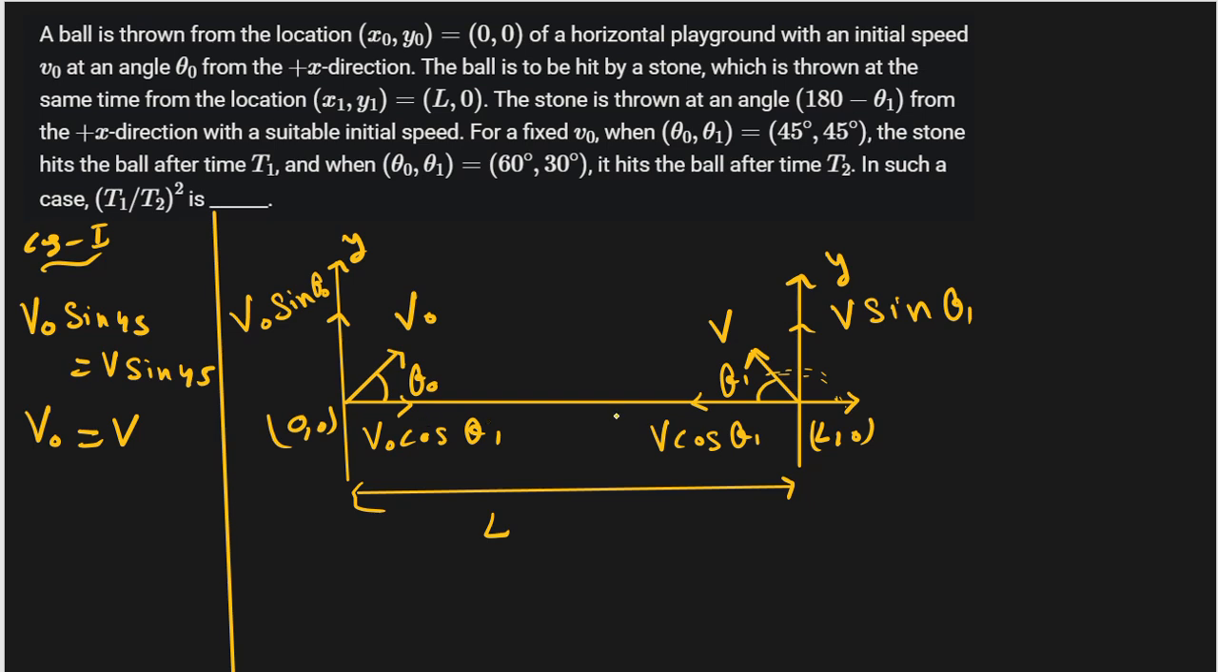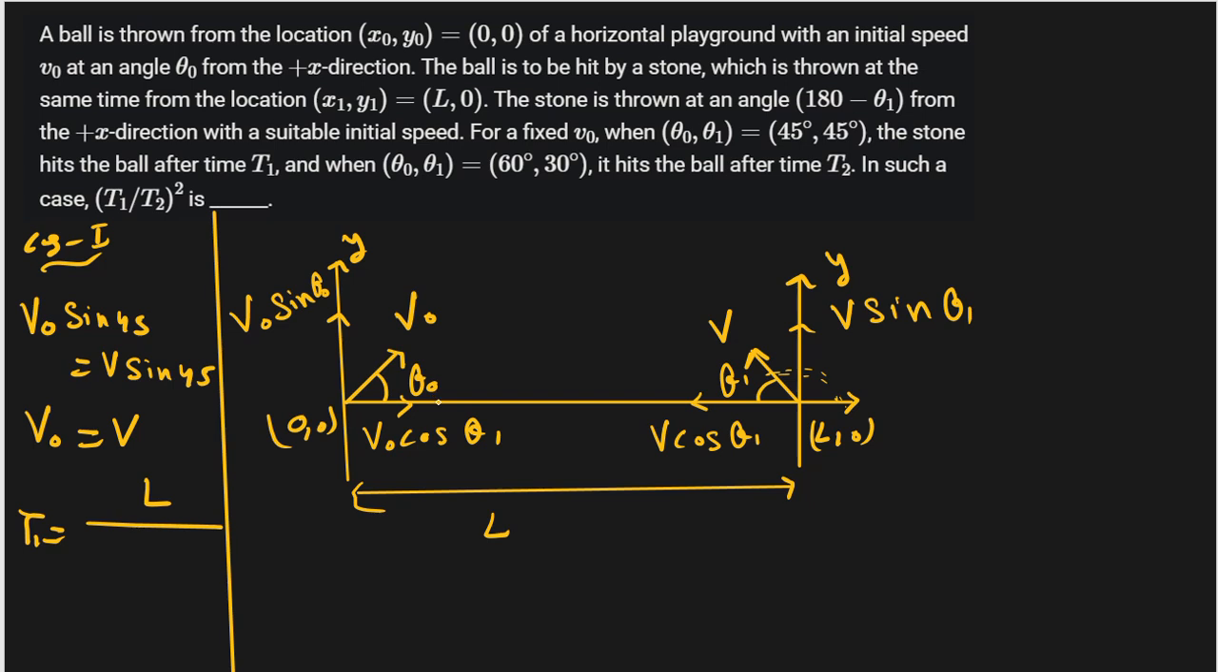If we want these two particles to meet along the x dimension too, meaning their x coordinate should be the same, then in the same time the distance covered by this particle plus the distance covered by this particle should add up, because they are moving towards each other. So total distance covered should be L. So T1 can be written as total distance L divided by V naught cos theta 1.